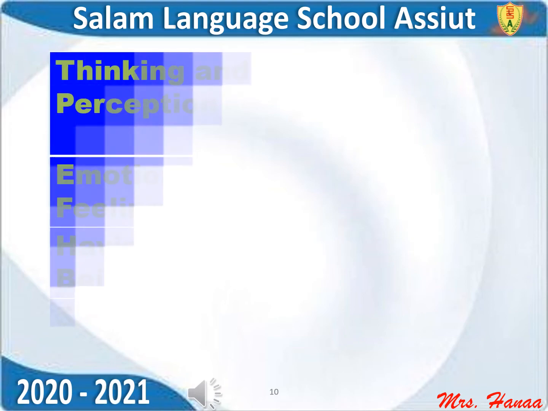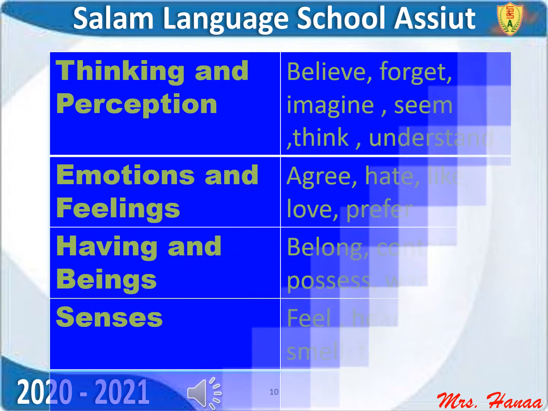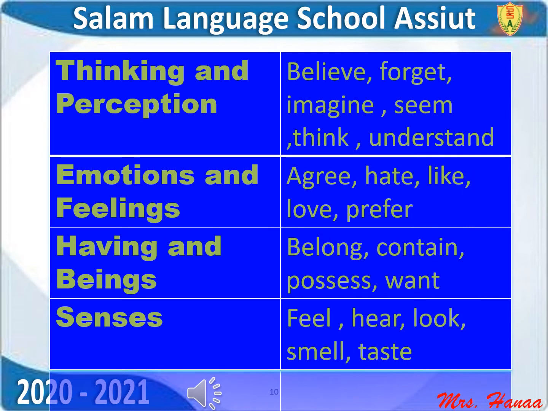About stative verbs or non-continuous verbs. Here we have some examples. But now these examples are divided into 4 groups. Thinking and perception. Something happens in your mind. As believe, forget, imagine, seem, think, understand. Emotions and feelings. Agree, hate, like, love, prefer. Having and being. Belong, contain, possess, or want. Senses. Feel, hear, look, smell, taste.